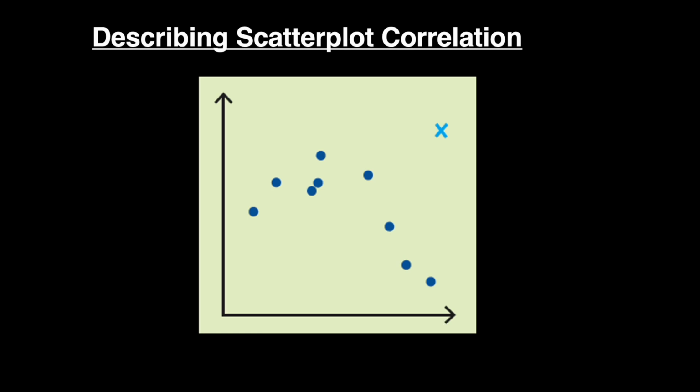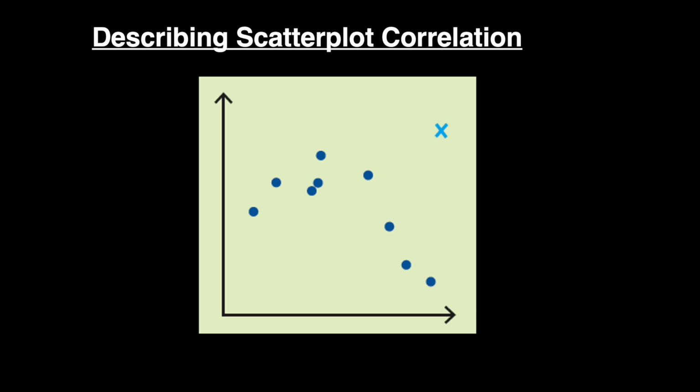Hello and welcome to this video about describing scatterplot correlation. A scatterplot, like this one you see on the screen, is used in many areas. It's used in study, in research, sciences, maths, anywhere where you are measuring one variable against another.